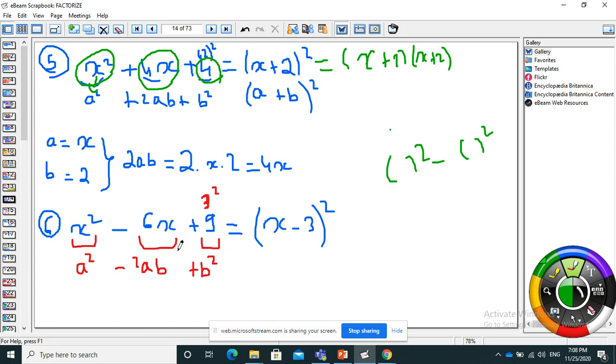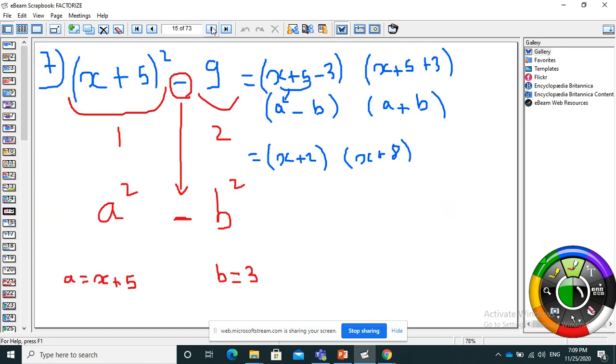So here I have 3 terms. This is a squared. This is b squared, meaning b is 3. So I have the factorized form here, a minus b squared. So a is x, and b is 3. Now b squared is 9, so it's a minus b squared, x minus 3 squared, or I can also write it x minus 3, x minus 3.